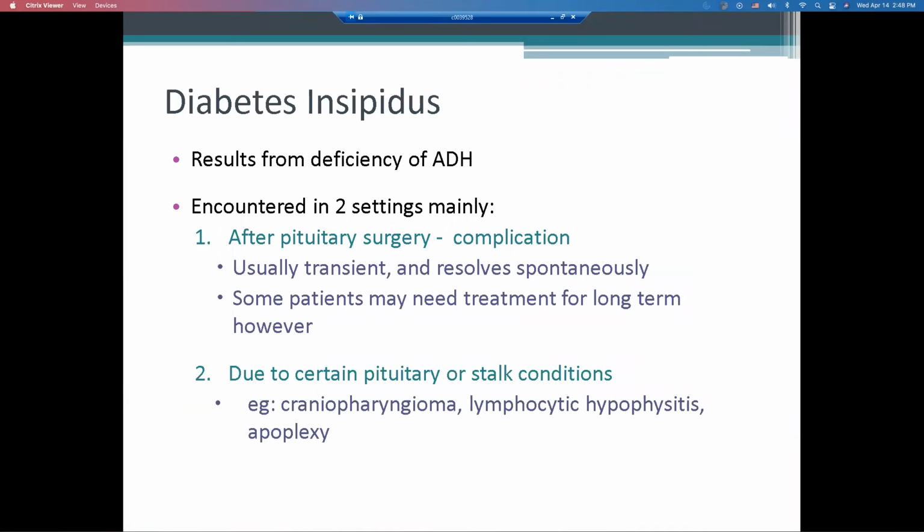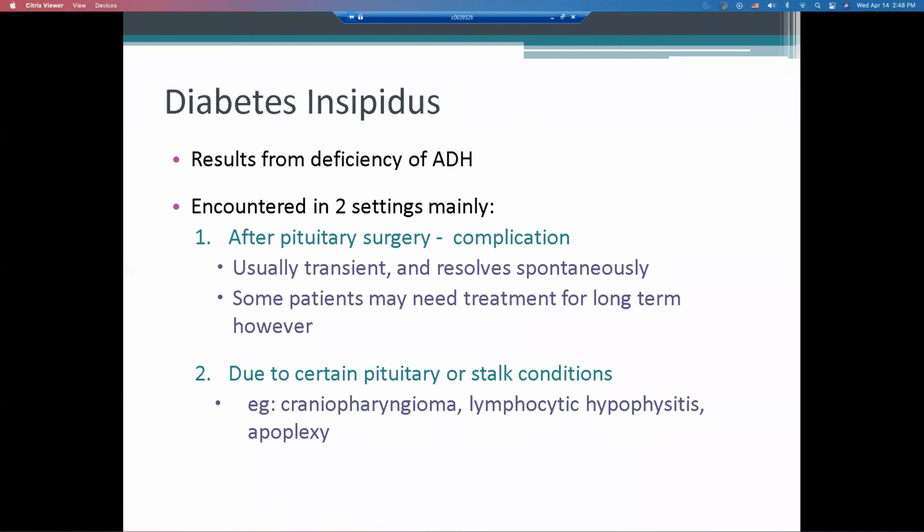Another cause of diabetes insipidus is stalk conditions. I showed you an example previously of a stalk infiltrative mass that caused hyperprolactinemia, and we said that the prolactin level does not exceed 200 at that stage. The same thing happens where stalk lesions can cause diabetes insipidus, because the antidiuretic hormone comes from the hypothalamus through the stalk to the posterior pituitary. So anything interfering with that flow of hormones through the stalk will cause diabetes insipidus.